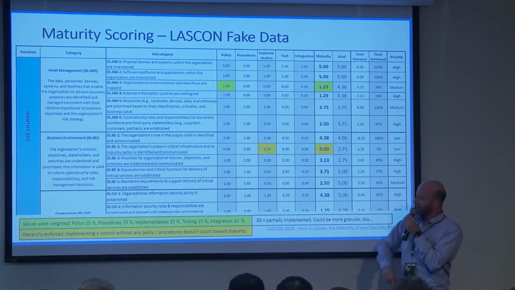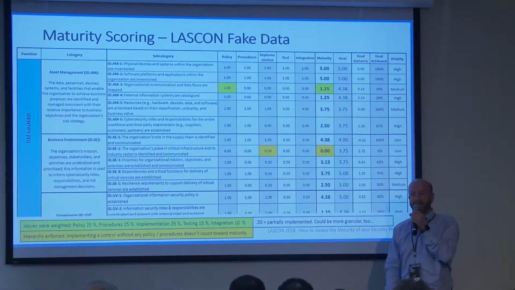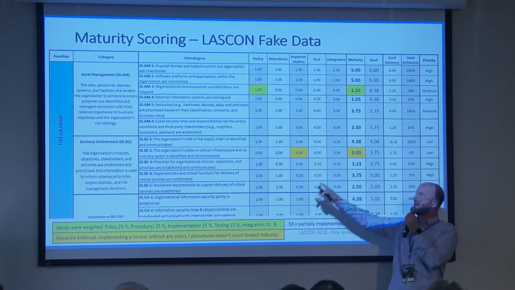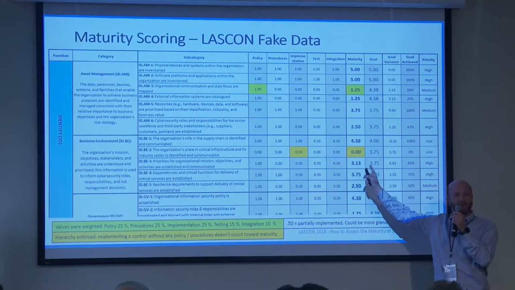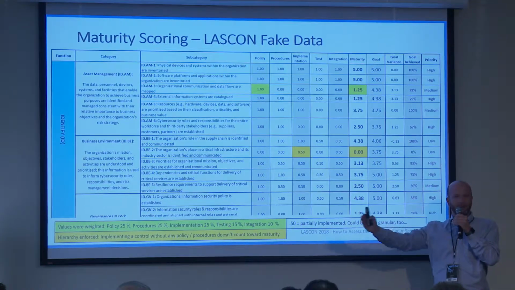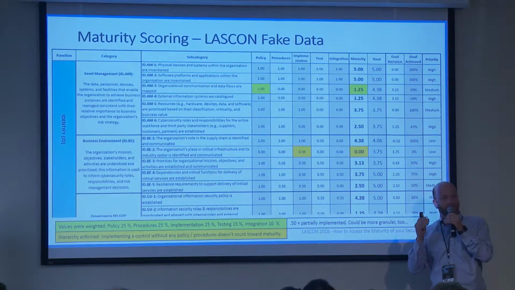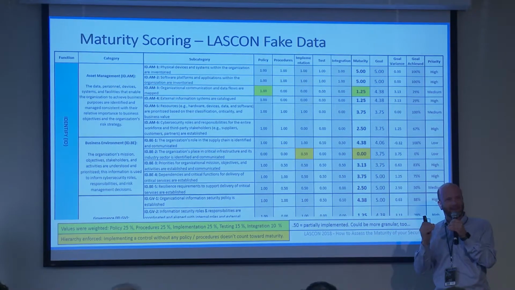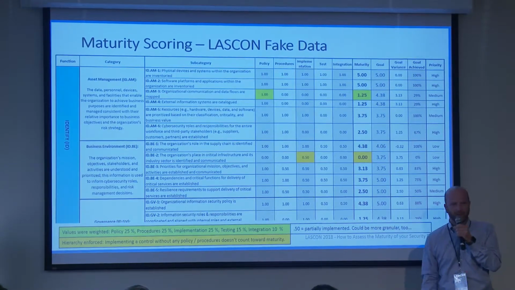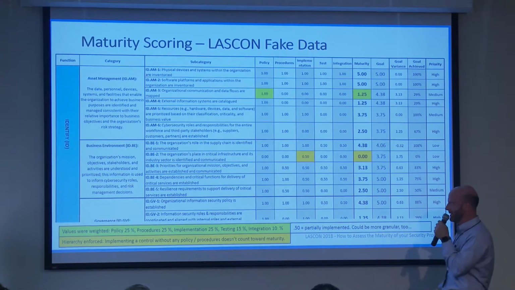And so one thing to point out here is that we have these 5 areas: policy, procedure, implementation, testing, and integration. And basically, depending on whether you meet all of these, you end up with a maturity score for your category that's between 0 and 5. 5 is fully mature, you continuously improve upon what you have.